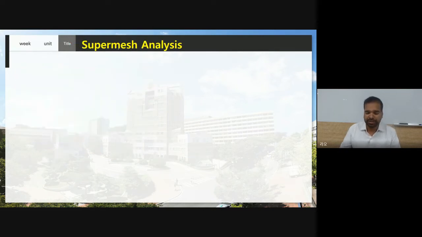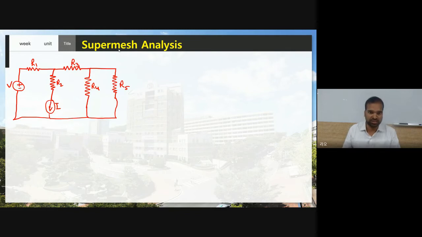What is the difference between mesh and super mesh analysis? For example, see here, I am telling you that you need to find the mesh currents for this given circuit. Now, what is the difference here? Is it a planar circuit or non-planar circuit? Yes, it is a planar circuit. Okay, clear. Then how many loops do we have? A loop is nothing but a closed circuit. Three closed circuits. Therefore, you will get three different equations.